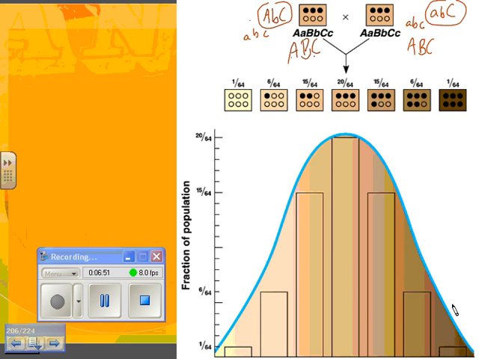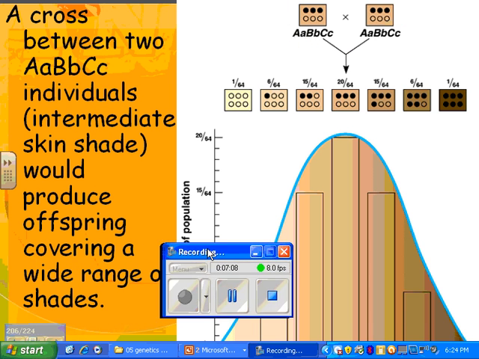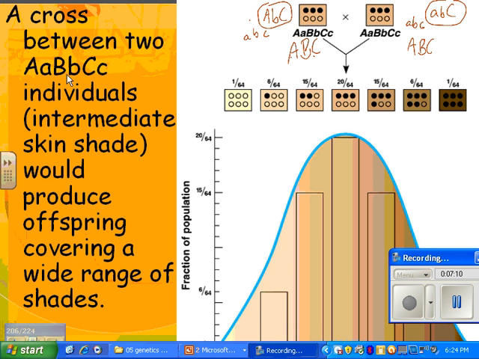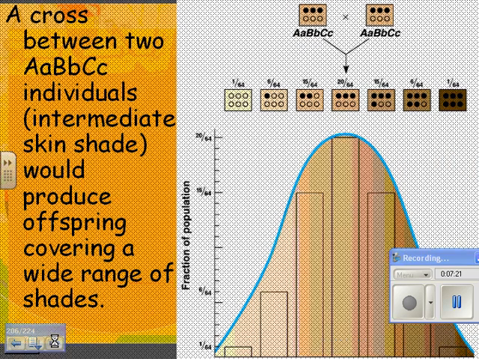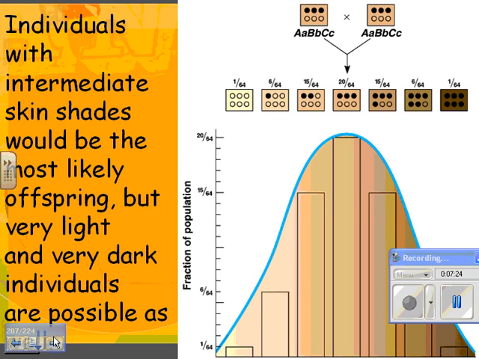So that's what this bell curve is showing you, that they have a huge chance of having babies that are kind of the same color they are, more or less. But there's this teeny little chance that the babies could be very light or very dark. And of course, this is only true for people who are heterozygous for these genes. So a cross between two individuals heterozygous for everything would have an intermediate skin shade, and they could produce offspring covering a wide variety of shades, from very, very light to fairly dark. Individuals with intermediate skin shades would be the most likely offspring, that's why the bell curve is high here, but very light and very dark individuals are possible as well.